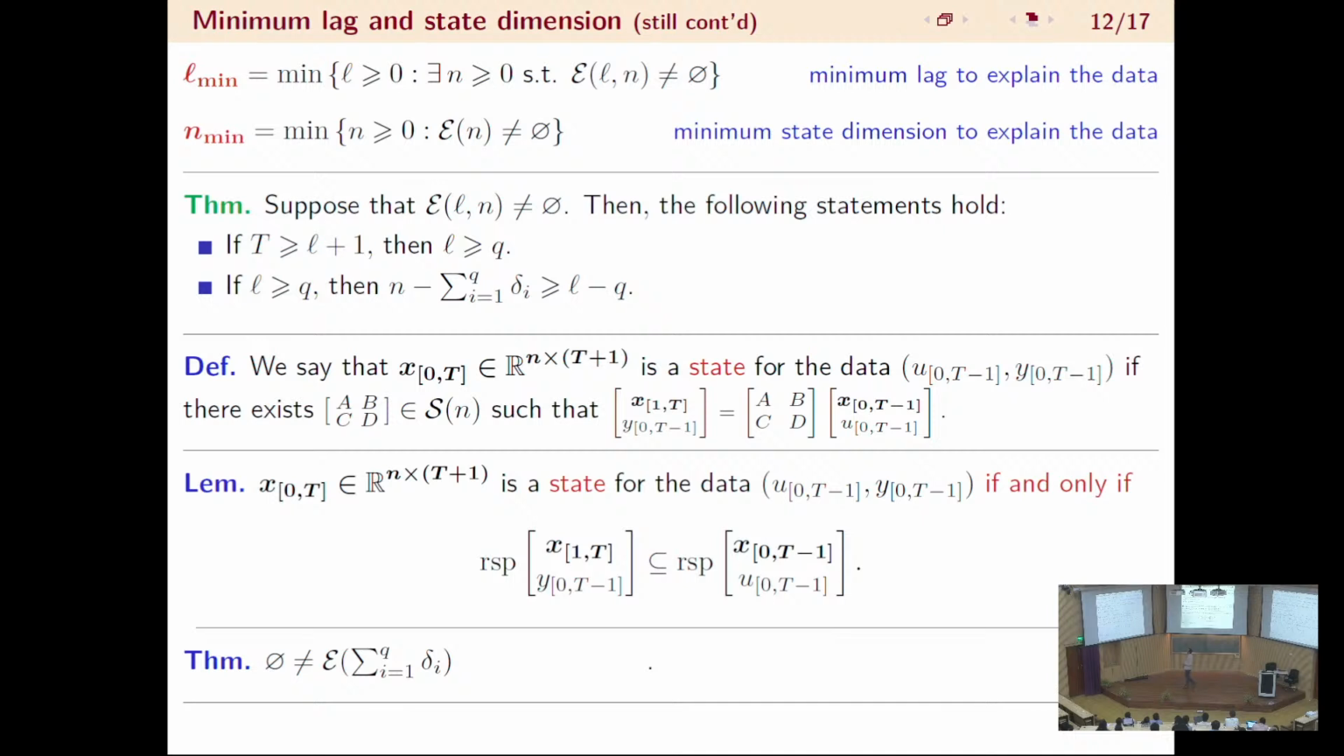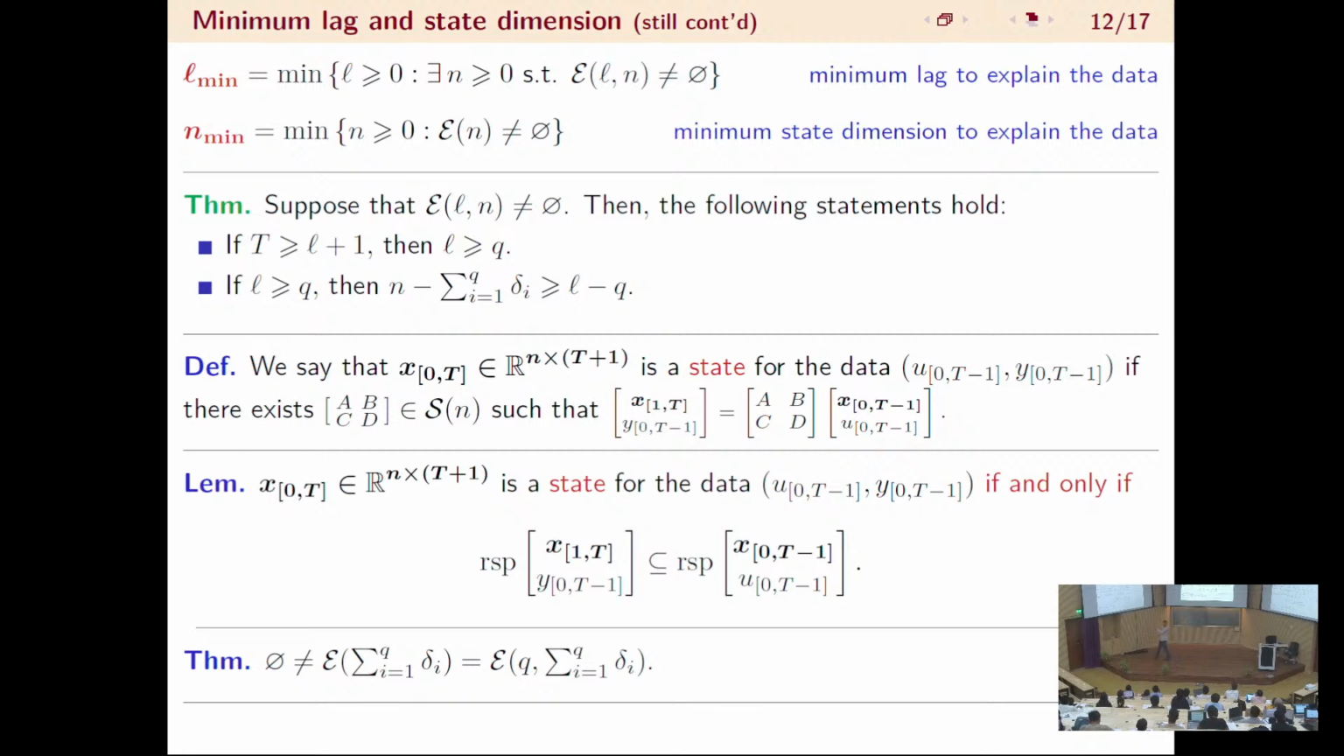But it turns out that, here is the nice thing about the delta numbers, there is always an explaining system with state space dimension equal to the sum of the deltas. And it turns out that all such systems have the same leg, and that is Q. These are seriously non-trivial statements, okay? And the proof is based on a certain state construction. To prove the statement, we construct a state from data which satisfies this relation.